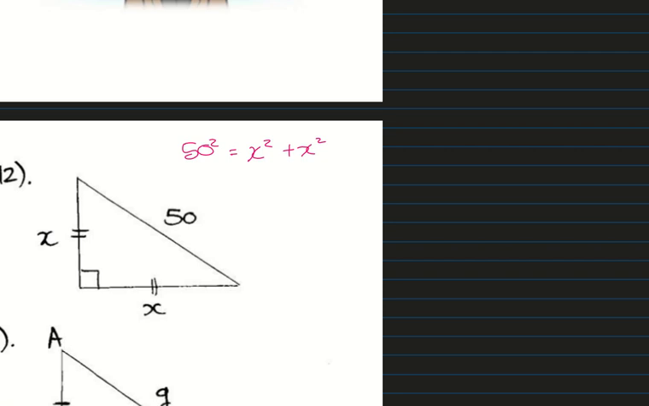So, right now we are back with algebra. So if we have two like terms, we're going to say that this is equal to 2x squared. And that is equal to the square of 50. Now what is the square of 50? 2500.